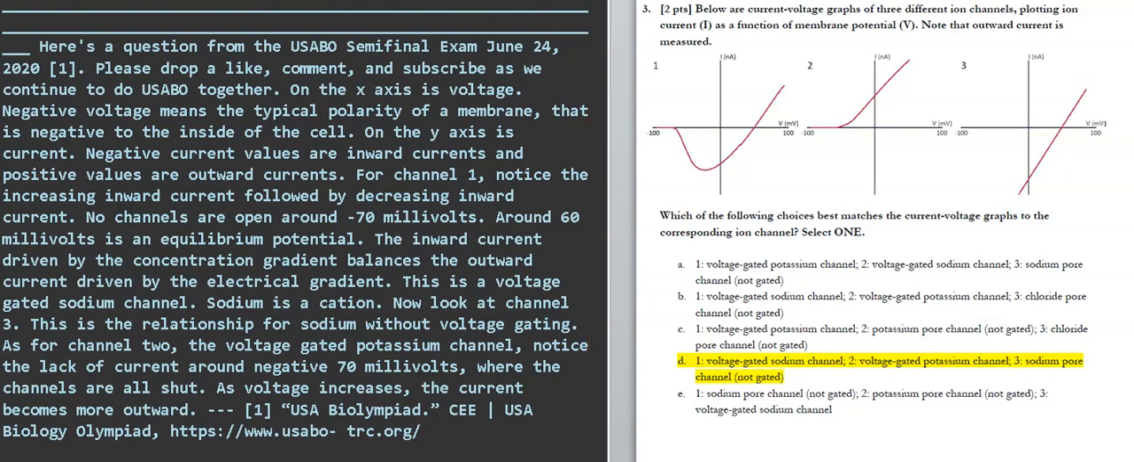Around 60 mV is an equilibrium potential. The inward current driven by the concentration gradient balances the outward current driven by the electrical gradient. This is a voltage-gated sodium channel.